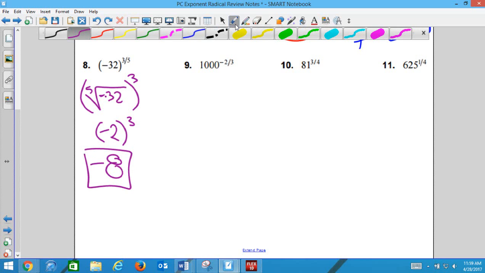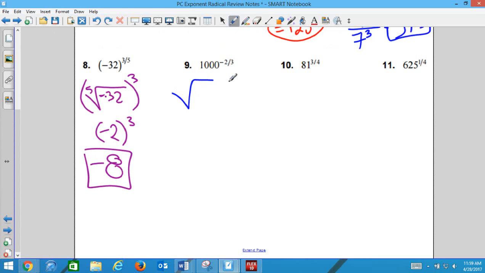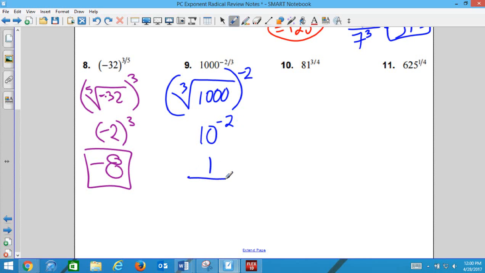Oh, we forgot to talk about the thousands. That's it. Thousands are the easy ones. We're going to take the 3rd root of 1,000, and then raise that to the negative 2. That's 10 to the negative 2. What does the negative exponent do? Reciprocate. And then we just do 10 squared on the bottom, 100.